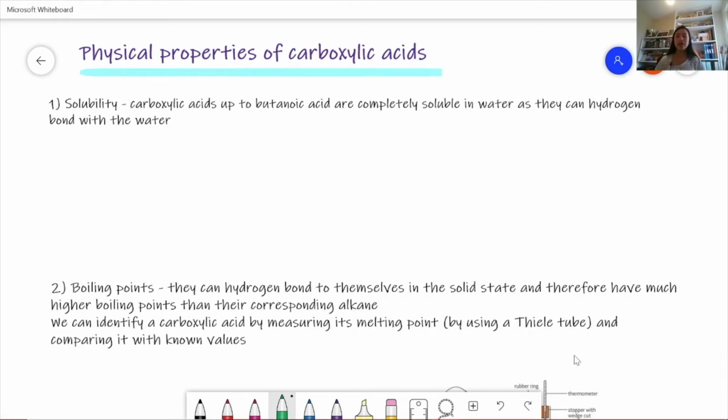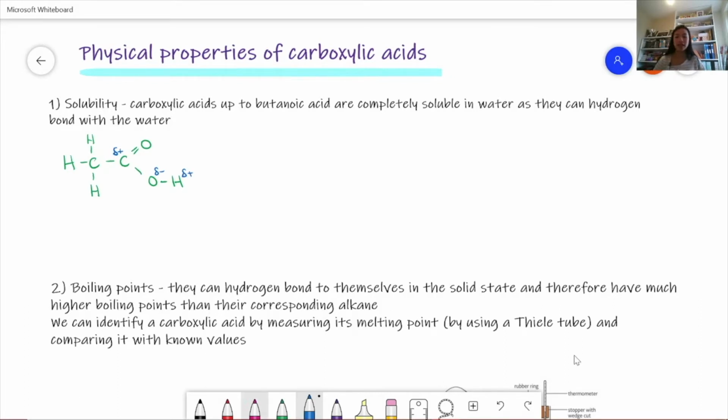Now we're going to have a look at the physical properties of carboxylic acids. First we're going to look at solubility. Carboxylic acids up to butanoic acid are completely soluble in water, and this is because they can hydrogen bond with the water. For example, if we had a look at ethanoic acid, we have CH3, and then we have a carbon, a double bond O, and then OH. We know that oxygen is a very electronegative atom, and so that means that we get some partial charges. The oxygen gets a partial negative charge, whereas the carbon and hydrogen both get partially positive charges.